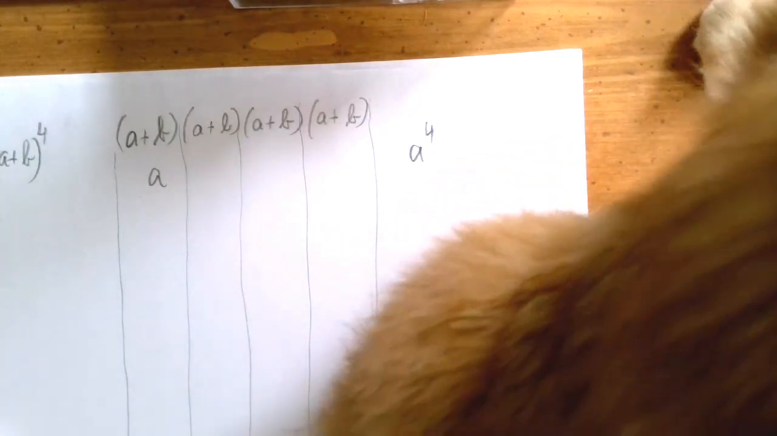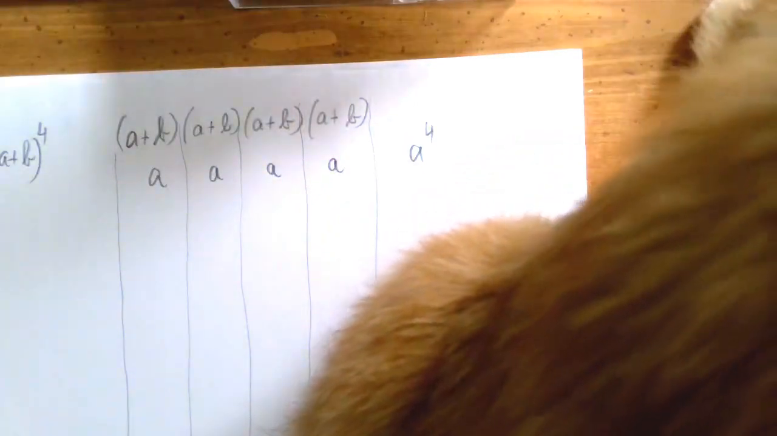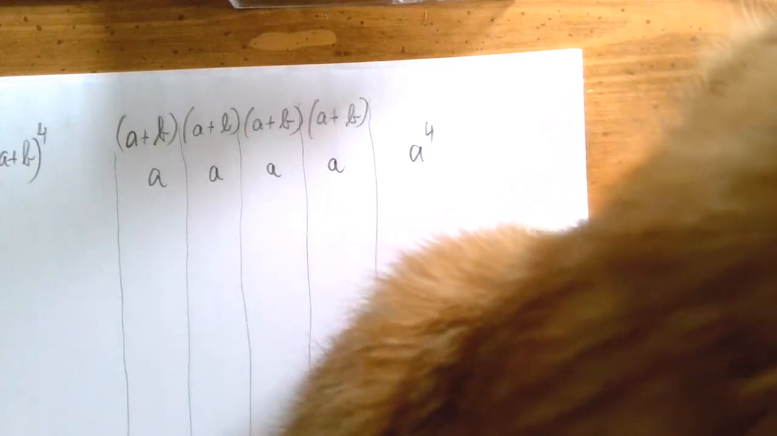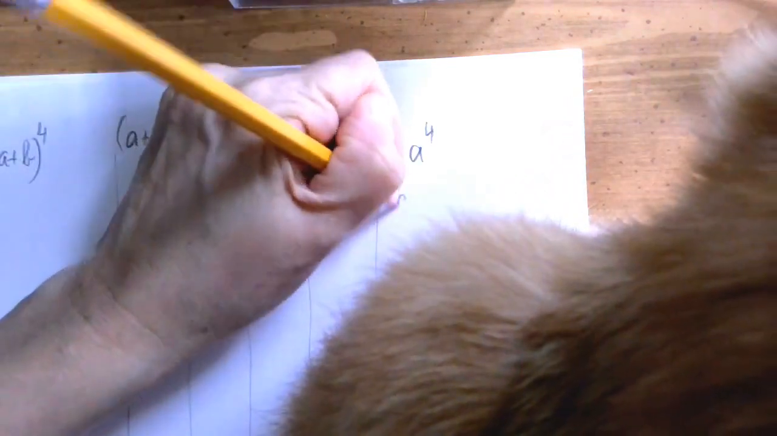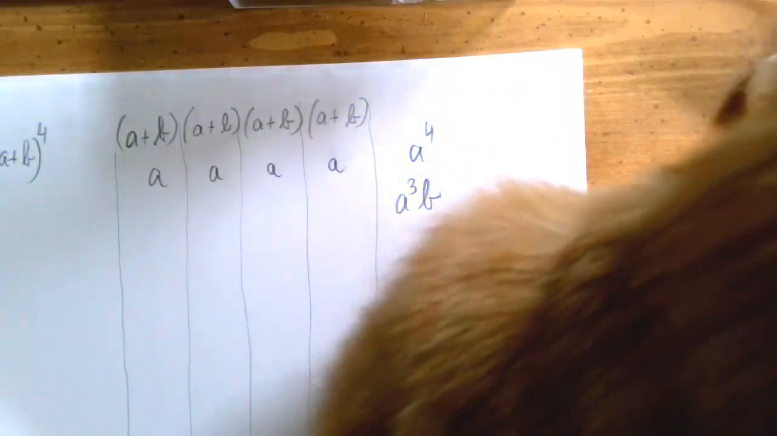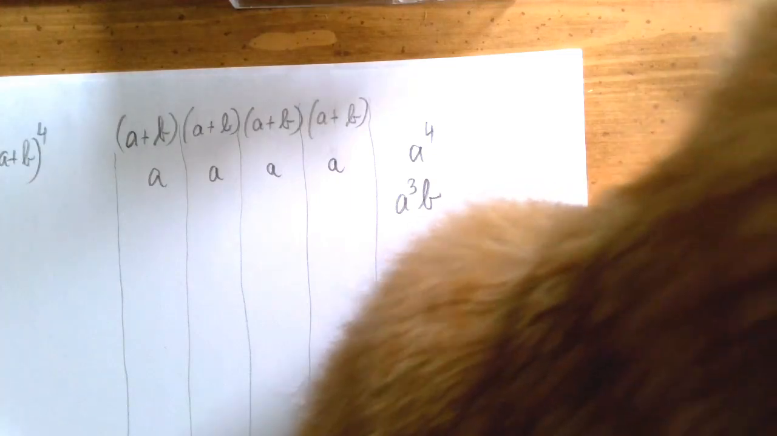So how many different ways can we get a to the fourth power? Well, for that there are not that many choices. In all four parentheses we have to choose a, so there is just one way. But it's going to get a little bit interesting. How many different ways can we get a cubed b? Well, that means that in 3 places I pick a, and at one place I pick b.